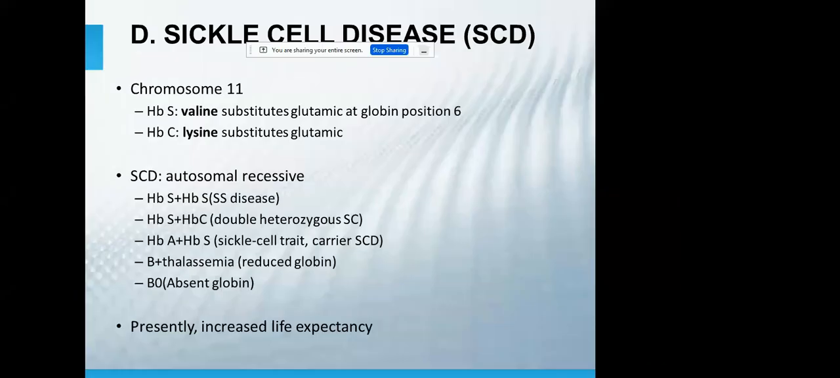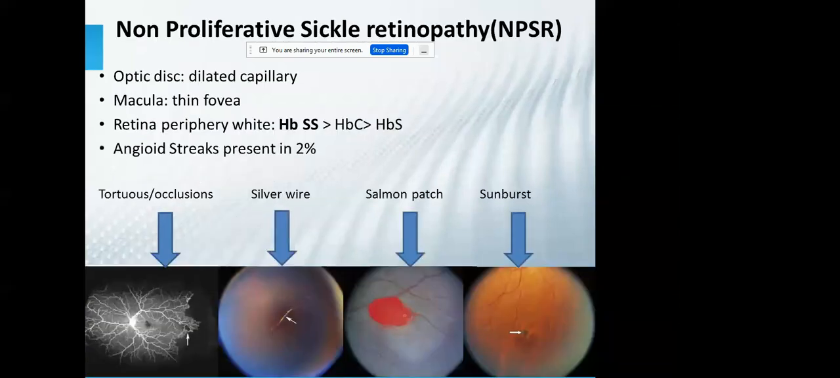Those substitutions of valine and lysine, you know better than me on sickle cell, the traits and thalassemias and all that. Now, what happens in the eye is just like in diabetes: it's classified as non-proliferative sickle cell retinopathy and then proliferative sickle cell retinopathy. Non-proliferative, you can have tortuous vessels with occlusions, which in the bottom left you can see there's an area where there is no blood flow. You can get silver wiring. You can see this whitish speckling vessel there.